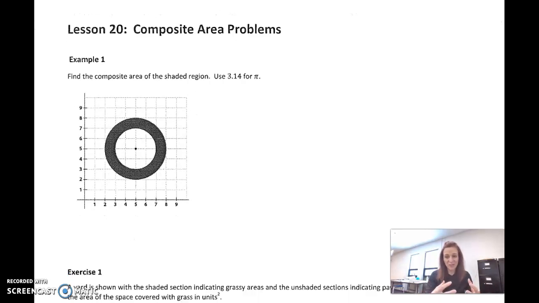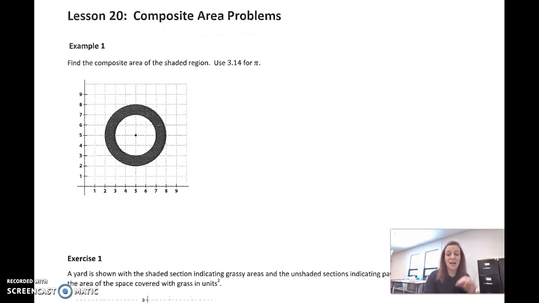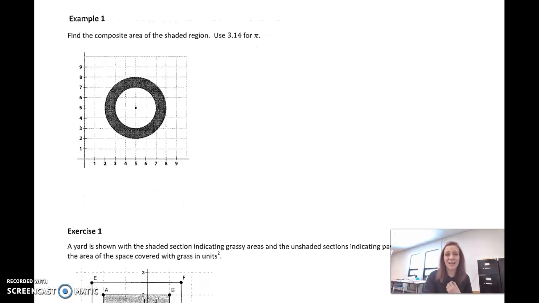we're going to have to either put pieces together, find the area of the separate pieces and put them together, or think of it as find the area of the whole thing and then subtract out the missing piece. That'll make more sense as we move on. But again, what we're focusing on right now is still area.